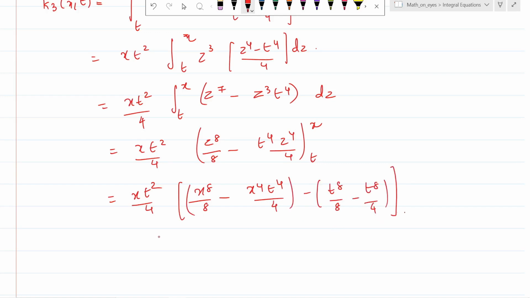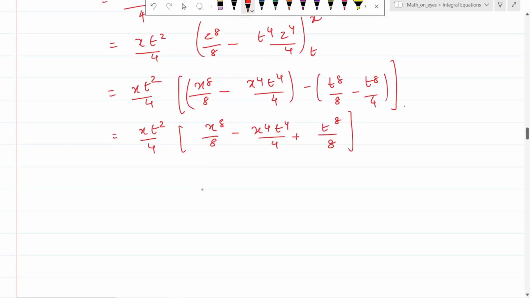So we have this part to be xt squared by 4 into x power 8 by 8 minus x power 4 into t power 4 by 4 minus this part will give us t power plus t power 8 divided by 8, right? So this is xt squared by 4. 8 can be taken outside. This is x power 8 minus 2 x power 4 t power 4 plus t power 8.